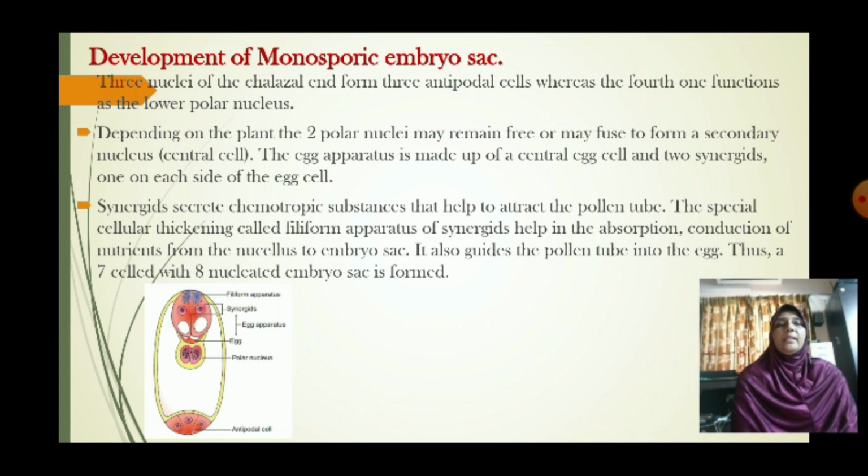Here you can see the synergids that secrete chemotropic substances that help to attract the pollen tube. The special cellular thickening called filiform apparatus of synergids helps in the absorption and conduction of nutrients from the nucellus to the embryo sac. It also guides the pollen tube into the egg. Thus, a 7-celled, 8-nucleated embryo sac is formed. That is what you are seeing in the picture.